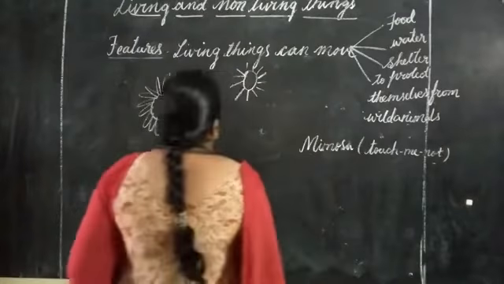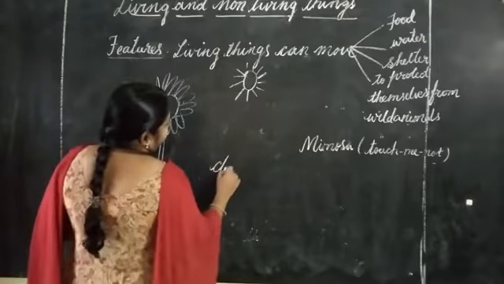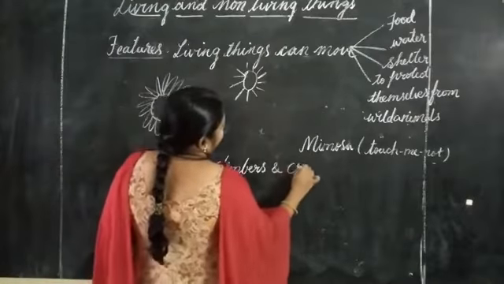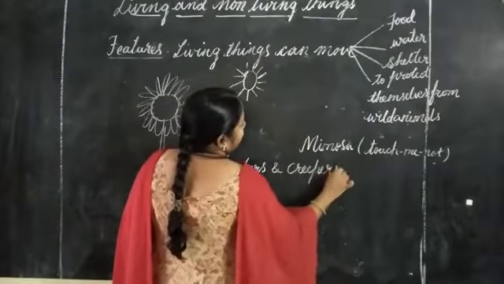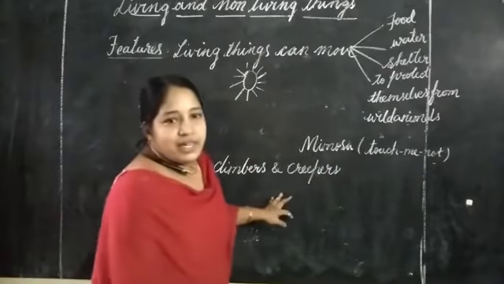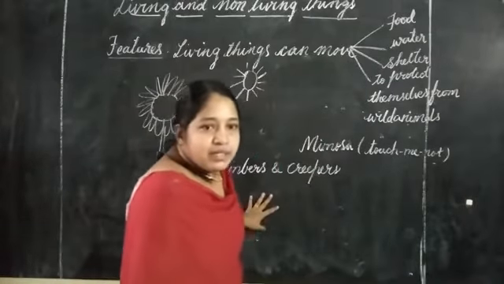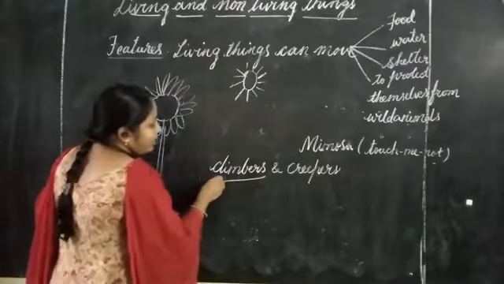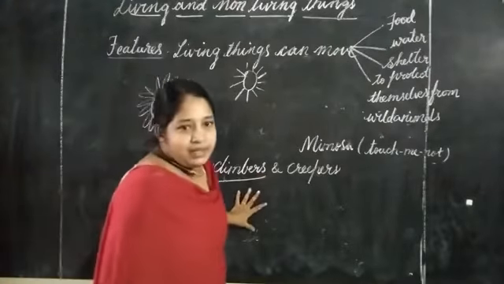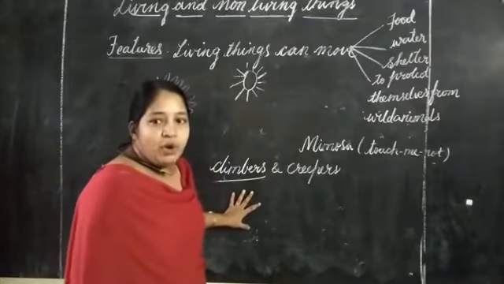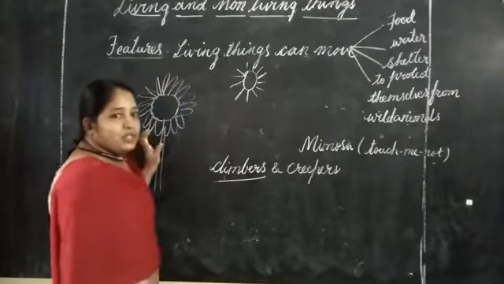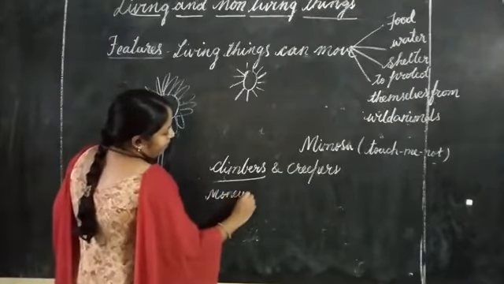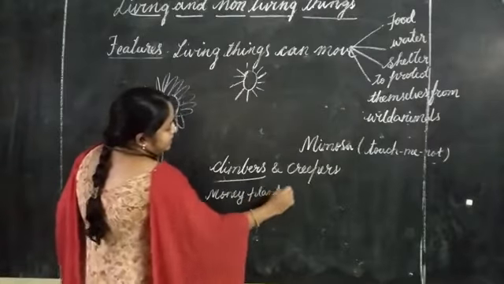Okay, then the plants such as climbers and creepers. Already you learned what climbers and creepers are in your previous class, children, right? So what are climbers, children? They can climb up with the support of other plants. What are the examples of climbers, children? Money plant, peas, etc.